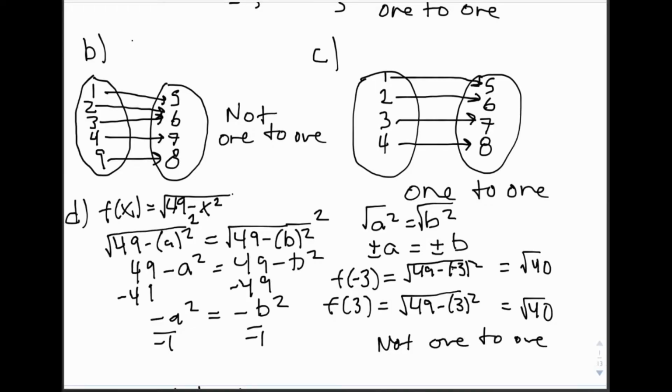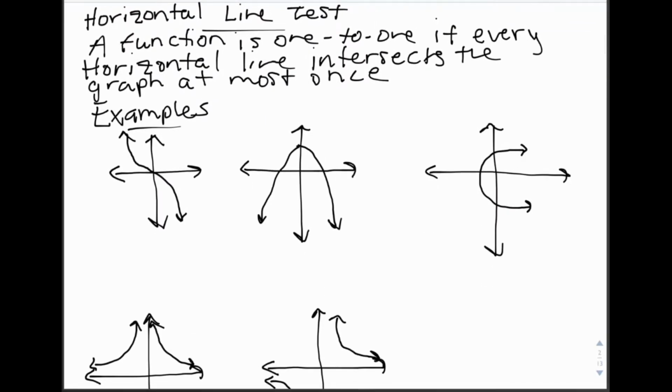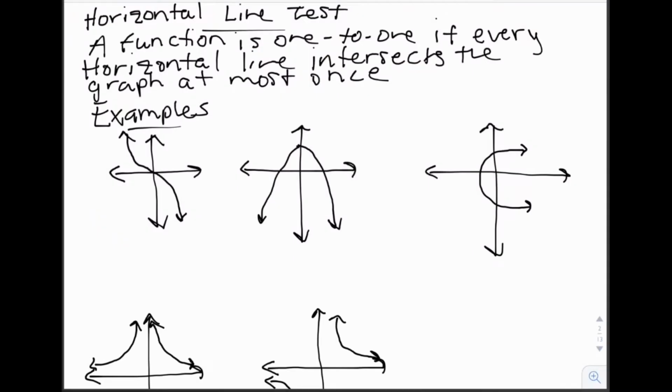Okay, so we can go ahead and move on to our horizontal line test, which we can perform on graphs in order to determine if they are one-to-one or not. So let's go ahead and look at our first example here. Essentially, a function is one-to-one if every horizontal line intersects the graph at most once.